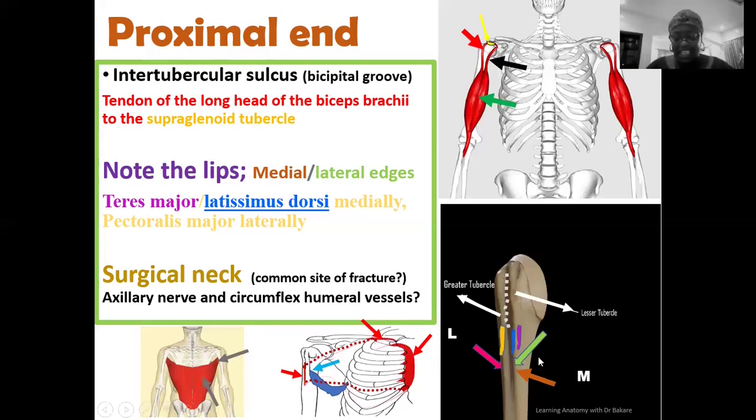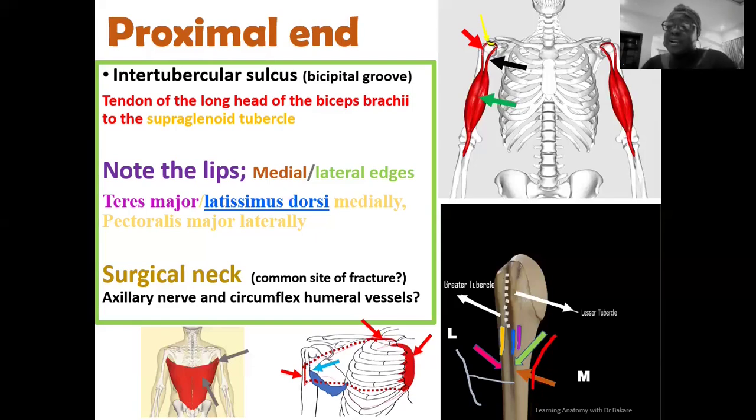If you go to the surgical neck of the humerus, we have the axillary nerve highlighted at this point. So you have the axillary nerve related to the surgical neck of the humerus. The axillary nerve is an emergence from the brachial plexus, and you see it around the neck of the humerus. You also see the circumflex humeral vessels.